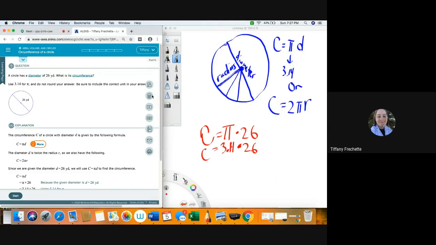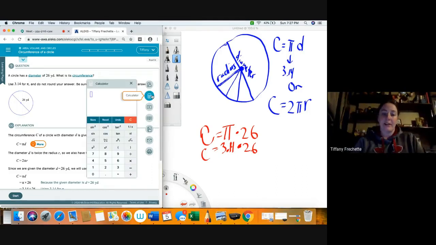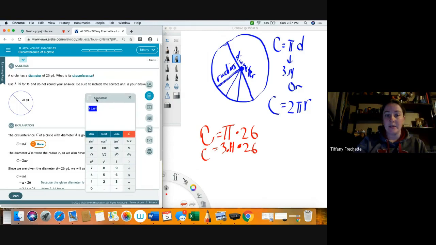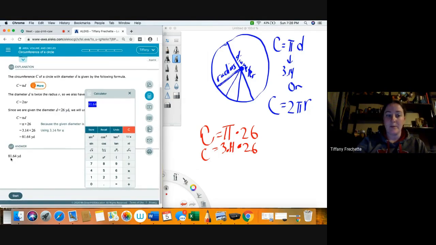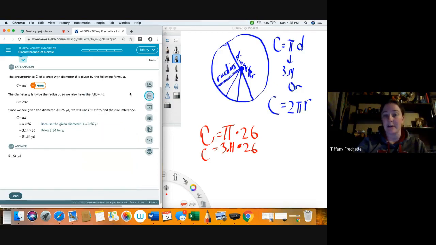So I'll use the Alex calculator here. I keep using my other calculator on some of the other videos. So 3.14, I can click it like that, times 26, or I can type it in with my keyboard. I'm going to hit enter, or you can hit equals at the bottom, and then we get 81.64. And do not round your answer. It says do not round your answer right here. So they want us to leave it as 81.64. We have to make sure we put yards. If they don't put it in the answer for us, we have to click on it.